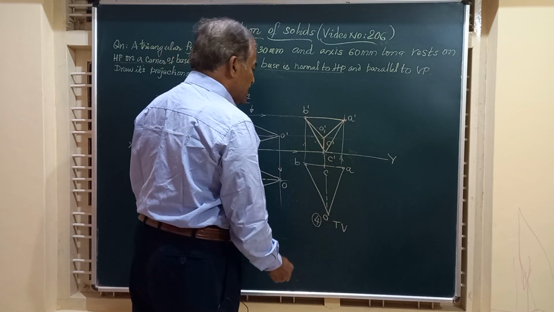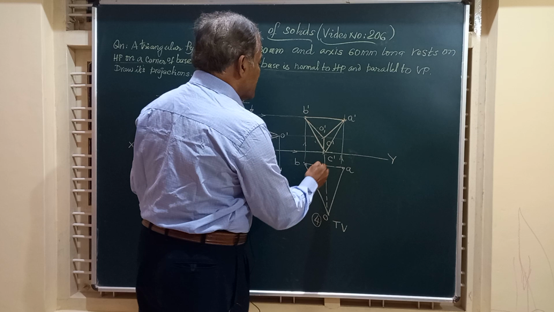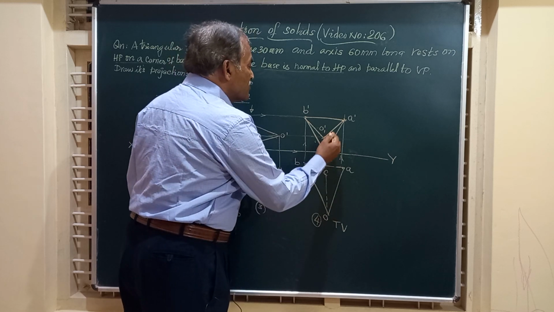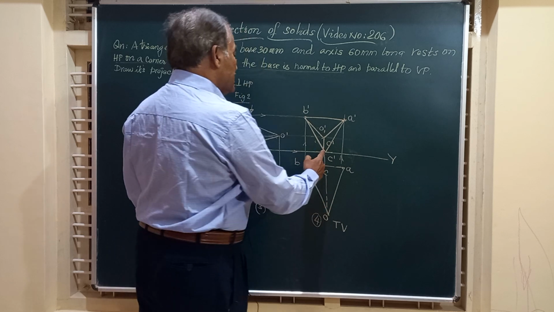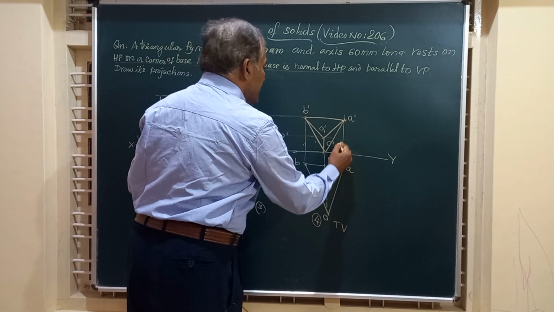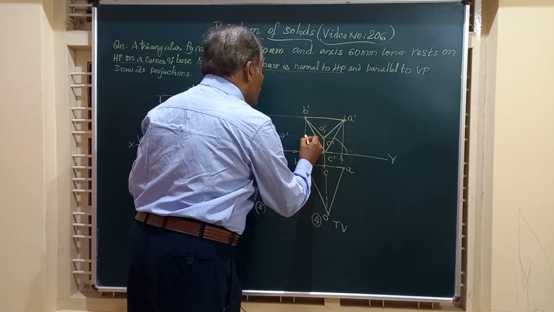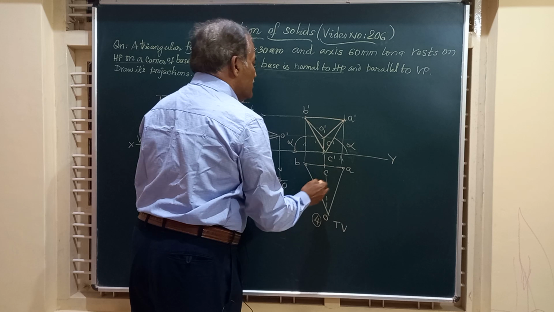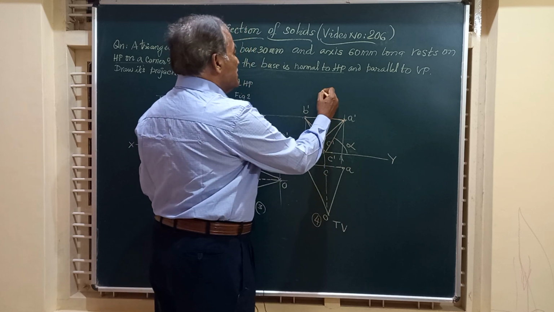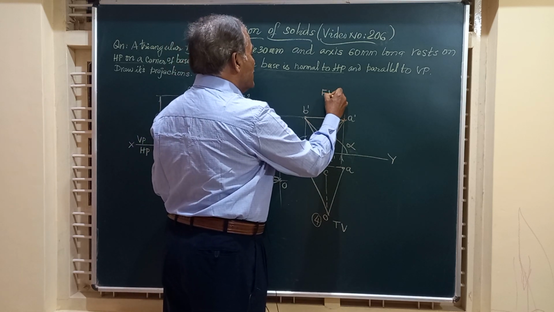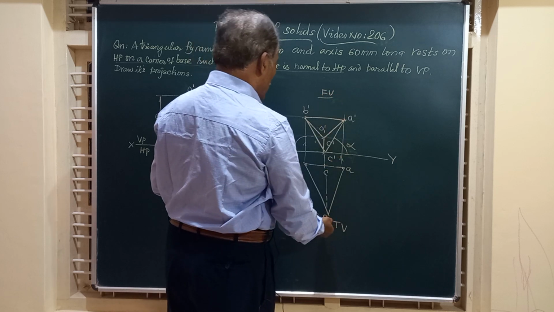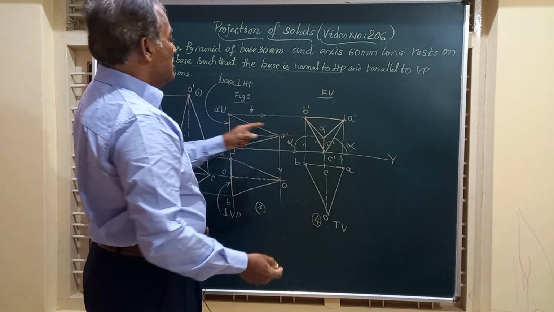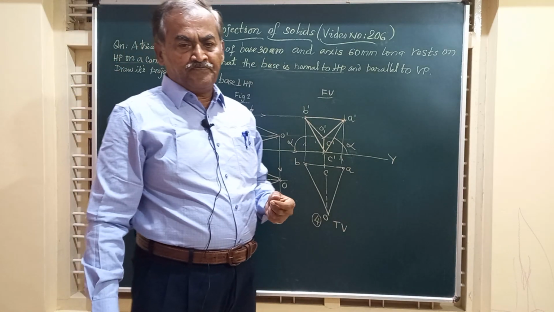Friend, if you observe here, the object is resting on corner C, and these two surfaces, namely C dash B dash and C dash A dash, make equal inclination, say alpha, with HP. So this will give you the front view of the pyramid. Finally, you have the top view, and hence we obtain the complete solution for the given question.